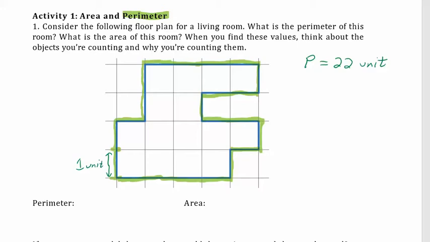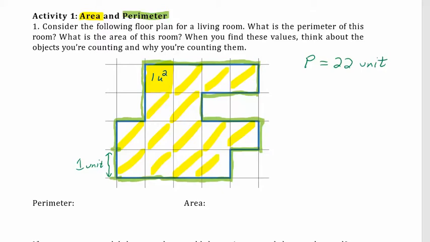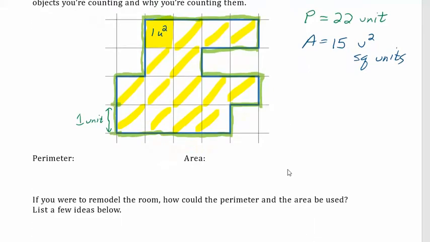All right, now let's talk about area. With area, what we're measuring is square units. So we're literally counting how many of these squares are inside the boundary of the living room. And this is going to be what we call 1 square unit. So how many of those do we have? Well, we've got 1, 2, 3, 4, 5, 6, 7, 8, 9, 10, 11, 12, 13, 14, 15. So the area is 15 square units, which you can write like this. You could write like this. You could spell out square units, whatever makes you happy.